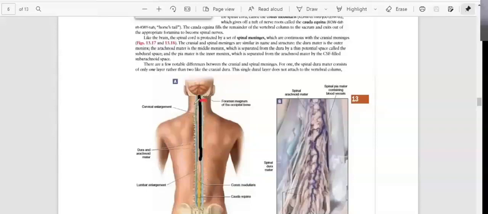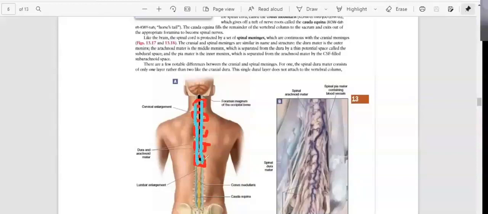Surrounding the spinal cord, you're going to have the vertebrae, and the spinal cord is going to be inside the vertebral frame, and therefore these vertebrae are going to provide protection to the spinal cord. In addition to that, the spinal cord is going to be covered with membranes. These membranes are going to be called meninges, and the meninges are going to wrap around the spinal cord like this, providing protection to the spinal cord.